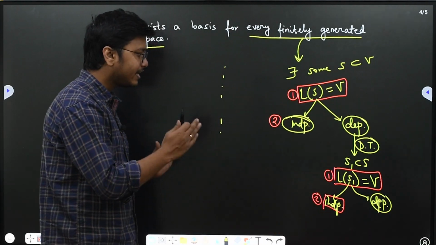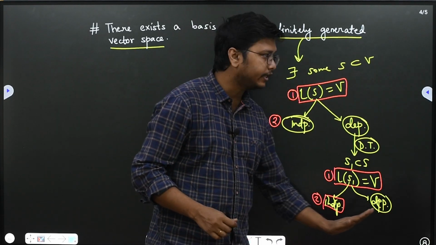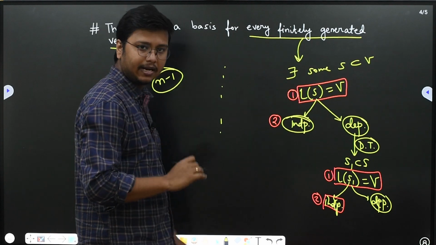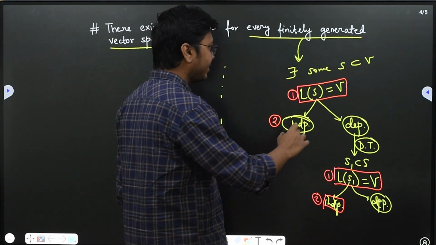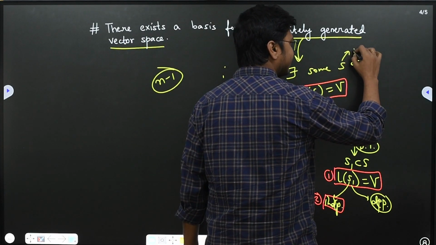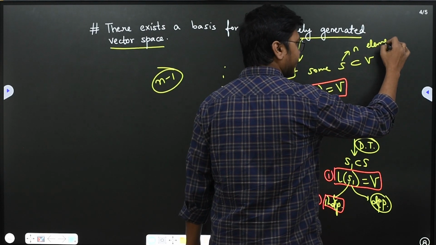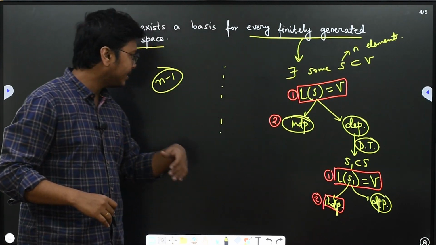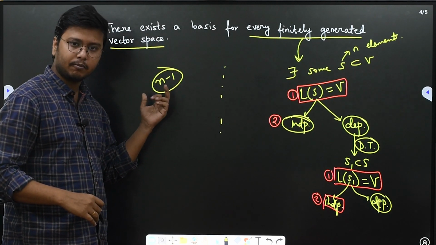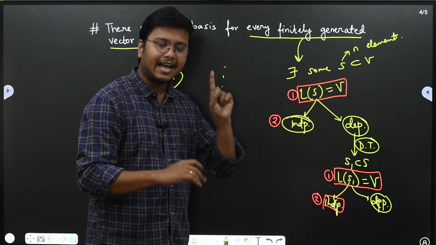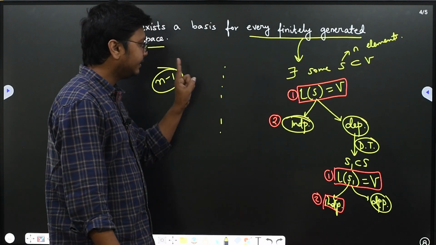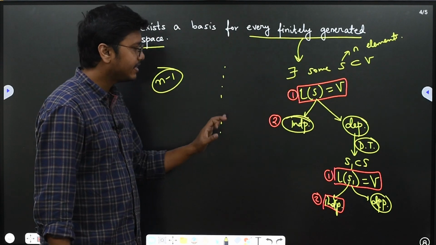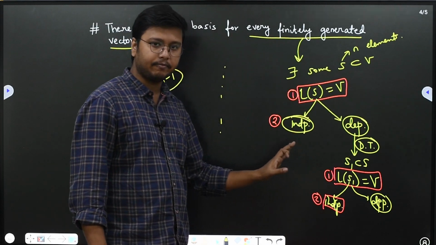Just like I told you, how long will the process continue? Maximum n minus 1 number of steps, provided S contains n elements. If S contains n elements, then this process of deletion can be done maximum n minus 1 number of times. Then we will reach a set having only one element, and that one element definitely becomes independent, and hence we get a basis every time.